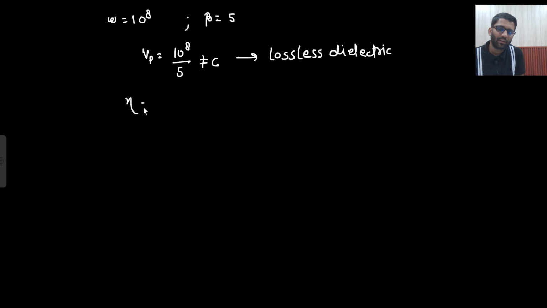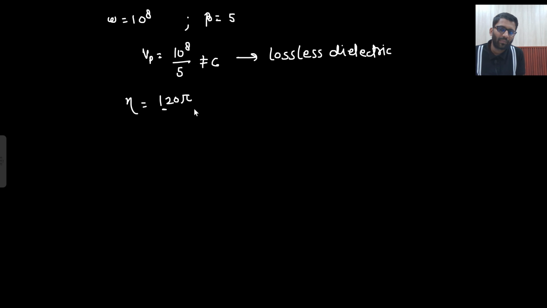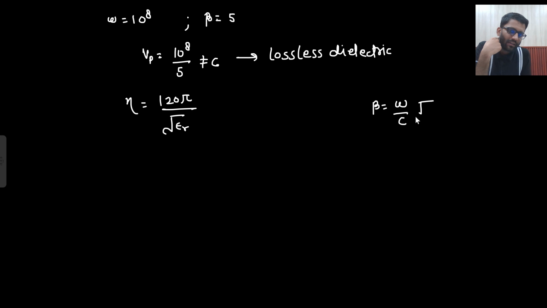So what do I need now? Eta, which is 125. It is a non-magnetic material, so mu r is given as 1. So it will be written as 120 pi divided by under root epsilon r. Is that clear? Now I need the value of under root epsilon r. How can I get it? So what is my beta? Beta is equal to omega by c under root epsilon r.